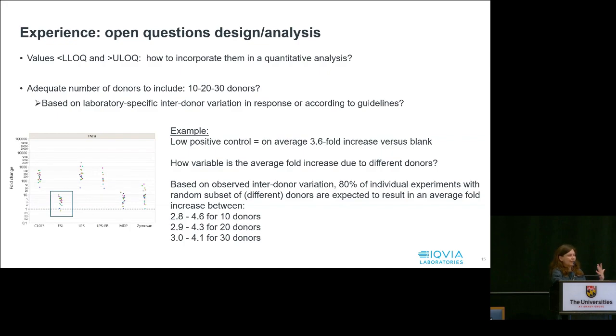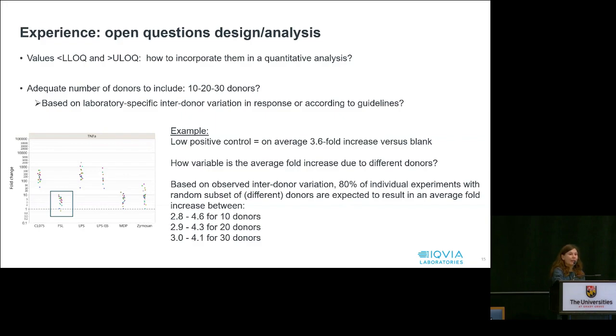So I just put an example here where we can take a low positive control, where we see on average here, as in the example, a 3.6-fold increase versus the negative control. And then we can calculate, based on the interdonor variation that we observe, how different this estimate is between random subsets of donors, where we of course expect that this average estimate will be more consistent when we include more donors. But the added value of that really depends on how much variability you see between the donors. And then here I just put the value.